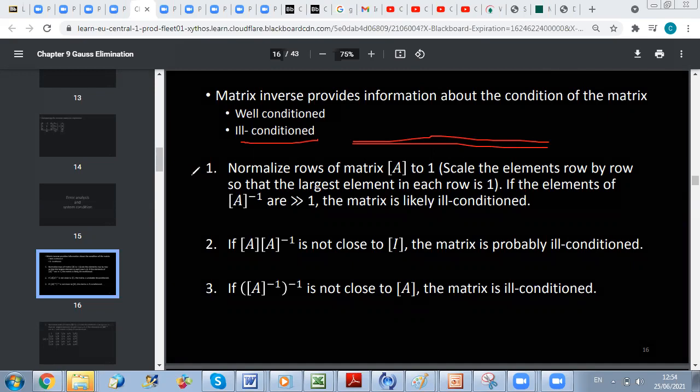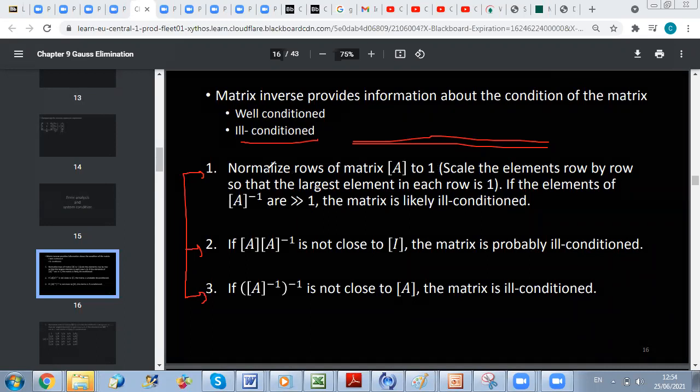And we have several criteria, several measures that we can perform to determine the degree of illness, if you want, of my matrix. So what are the criteria that I can use to say that it's very ill conditioned or less ill conditioned or more? So we need to define some techniques. The first technique is to normalize rows of matrix A to 1.